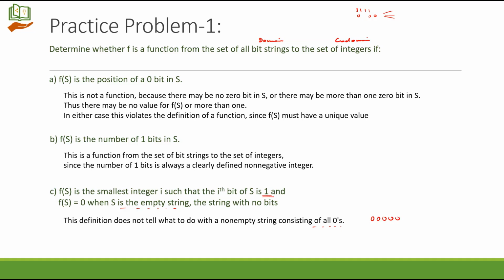If you have 0 1 0 and we take the ith bit of s that is 1, the second bit is 1. So we can say for f of 000 it is undefined, so this is not a function.